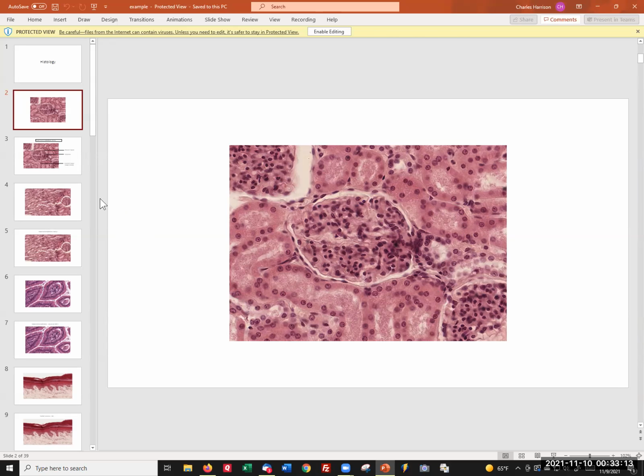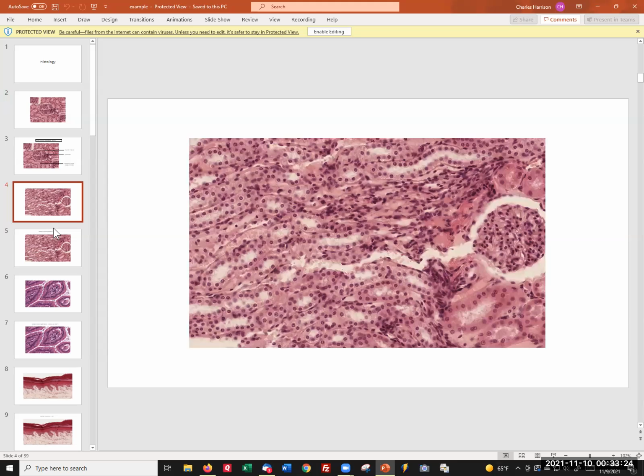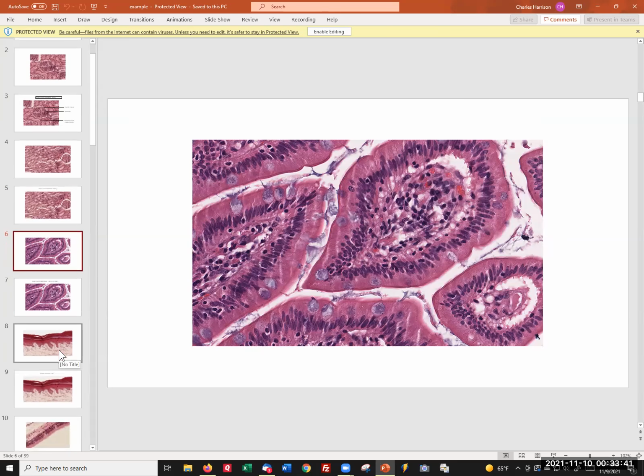You will be dreaming of stuff. Okay, the next slide labels it for you. The next slide. And this is misspelled, of course, is showing simple cuboidal epithelium in the kidney tubules. This slide, what is it? Well, it's villi, lined by simple columnar epithelium. And so you go to the next one, simple columnar epithelium in the jejunum.